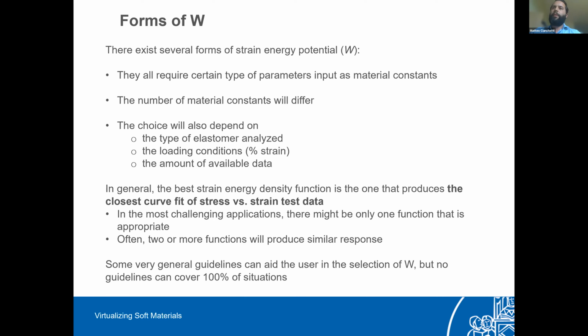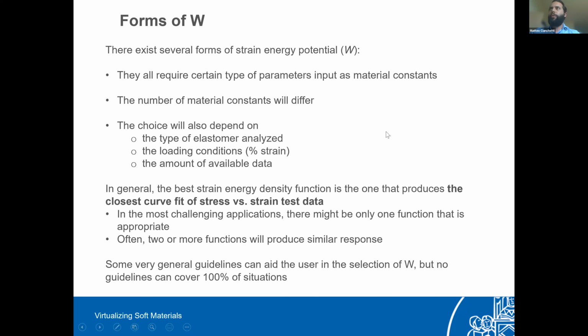The choice of the most suitable function for describing your specific material usually depends on the type of elastomer that is analyzed, the loading conditions, so the percentage of the strain, for example, as we said, mainly because of the Mullins effect, and the amount and kind of available data. In general, how to choose the best strain energy density function depends on the curve that is the closest fit of the stress-strain test data. So the most suitable model is the one that is able to represent your experimental data, in other terms. In the most challenging applications, there may be only one model that works fine. In most of the cases, you have different models that reach the same level of goodness.